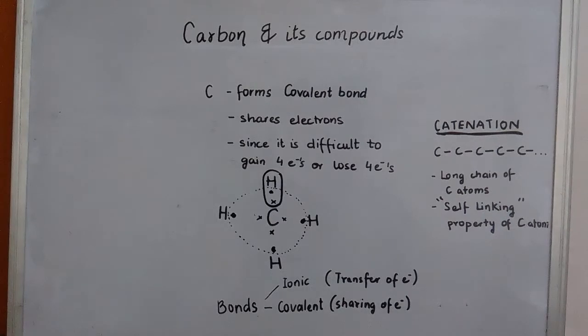So basically this sums it up, that carbon shares electrons, forms a covalent bond, shows the property of catenation, right? Because of which a large number of carbon compounds exist, right?